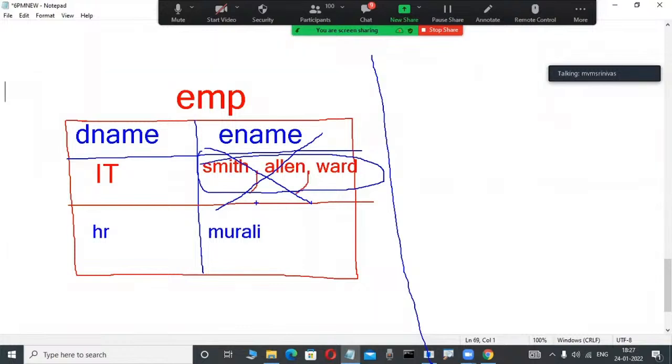Nobody tells the reasons, but there is a reason. Actually, this table is not a problem. Creating the table, with Smith, Allen, Ward, works. But why is it not recommendable for a cell to have multiple values? Table creation is not the problem. Another thing is the problem. What is that?